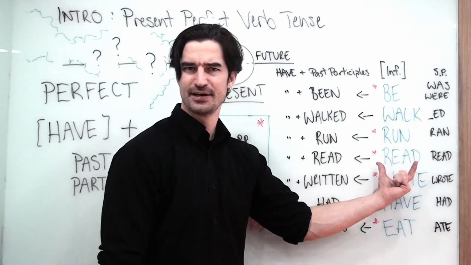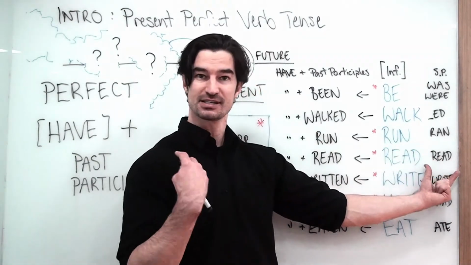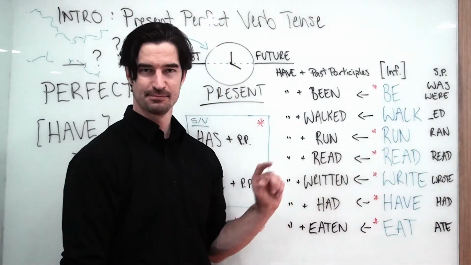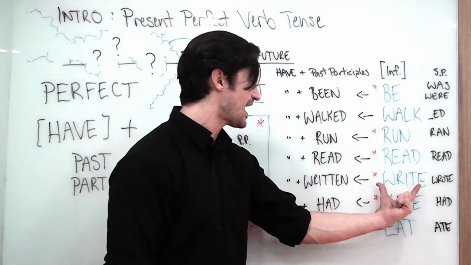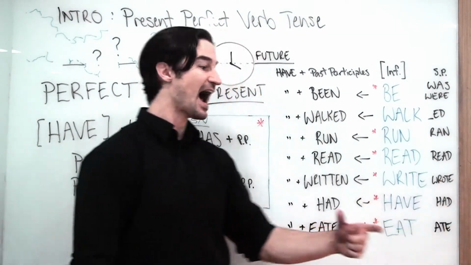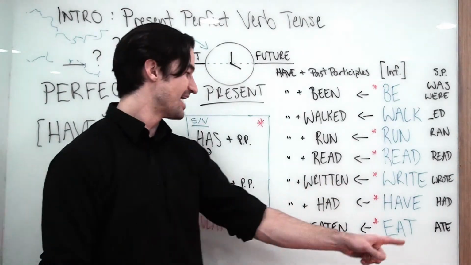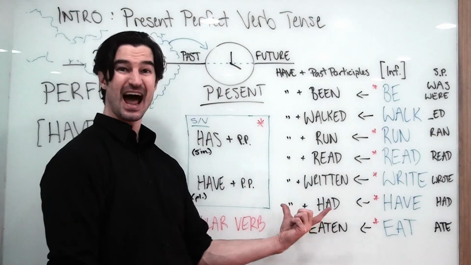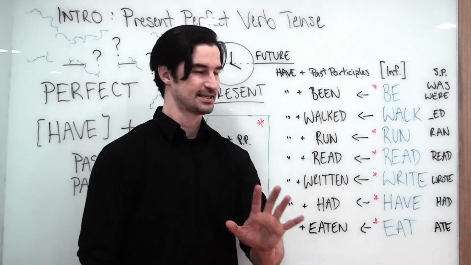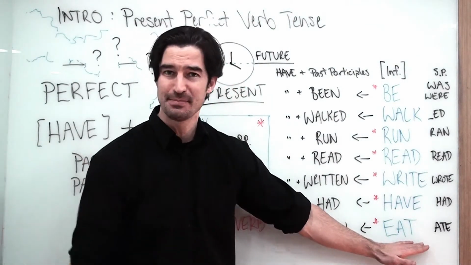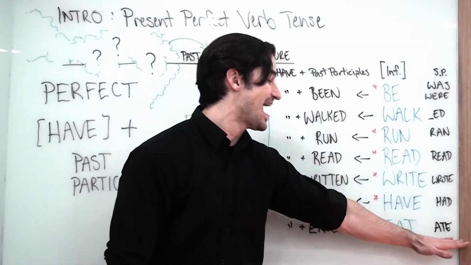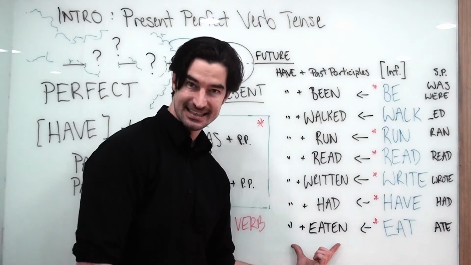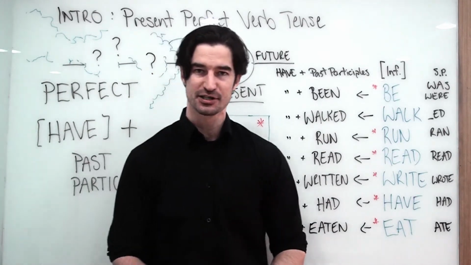For read, the word looks the same, but it sounds different in the past. I read a book every day, or I read many books in the past, and here it becomes I have read. So it's the same as the simple past. That's not always the case. Look at write. I wrote versus I have written. And then we have have, which changes to had in the simple past, and here this becomes I have had. We'll get to that. Last, everybody eats. You ate something today, I hope, and that means you have already eaten. Okay, so eaten is the past participle.